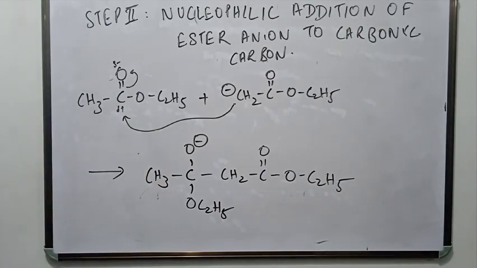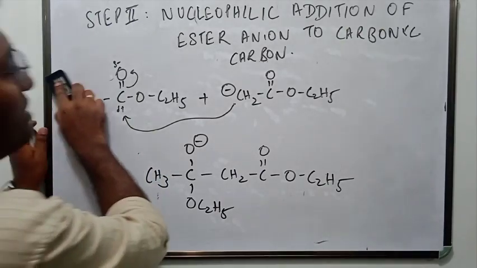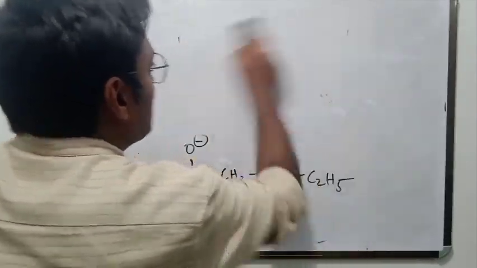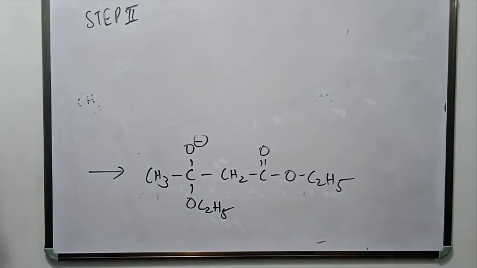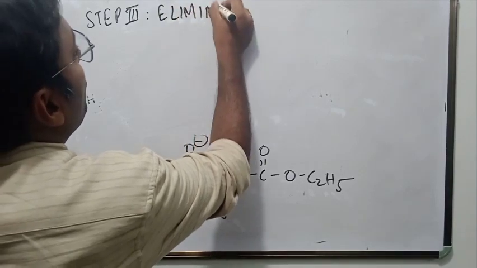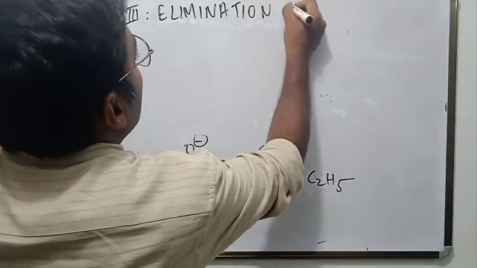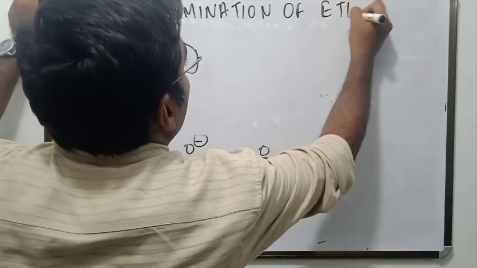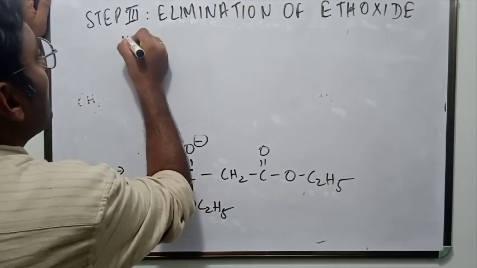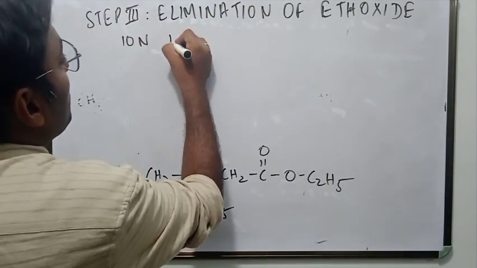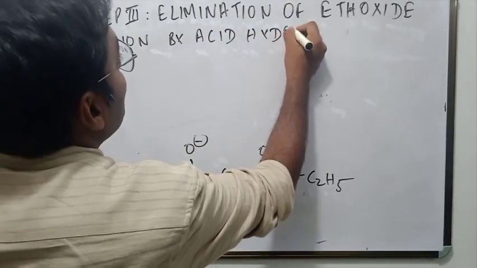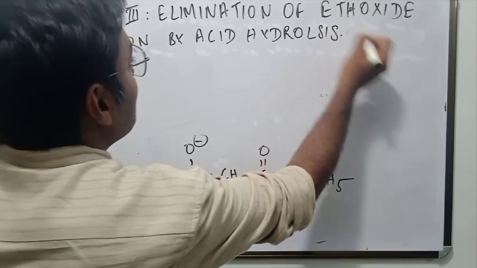Step 3 is elimination of ethoxide ion by acid hydrolysis. Remember that we do acid hydrolysis. We have already mentioned that in our reaction.